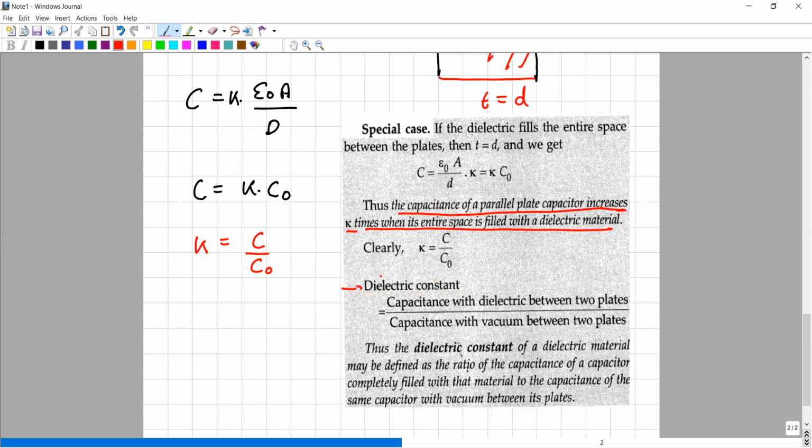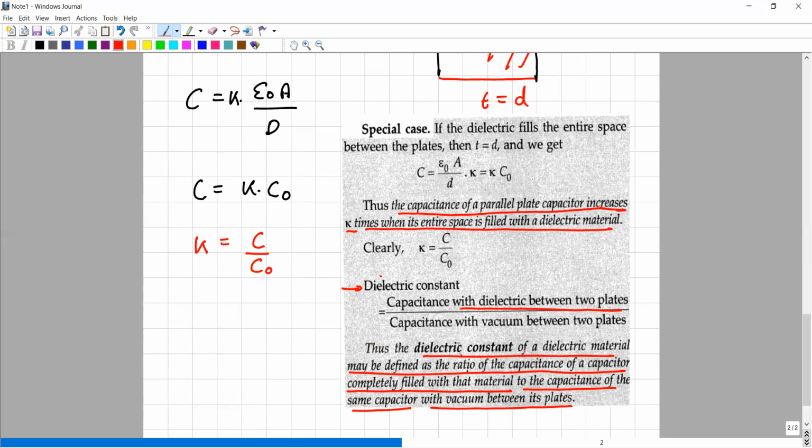And then the dielectric constant can also be written as the capacitance with the dielectric between the two plates, divided by the capacitance with vacuum between the two plates, that is this value, C naught. So the dielectric constant of a dielectric material may be defined as the ratio of the capacitance of the capacitor completely filled with that material to the capacitance of the same capacitor when there is vacuum between the plates.